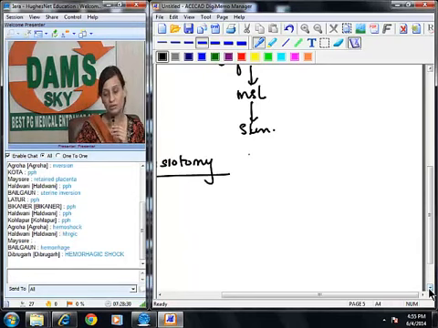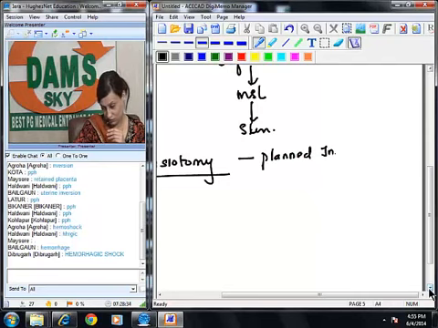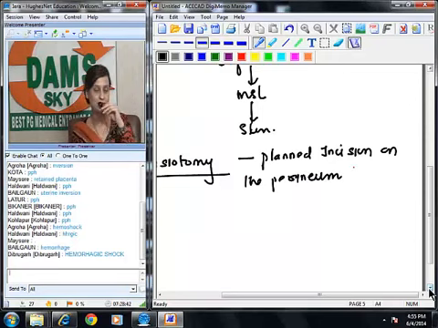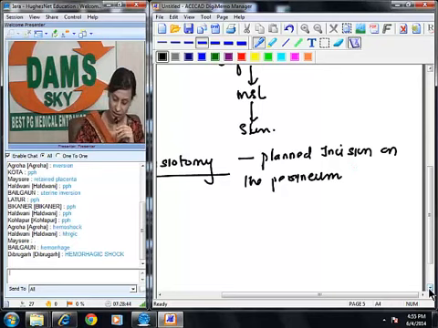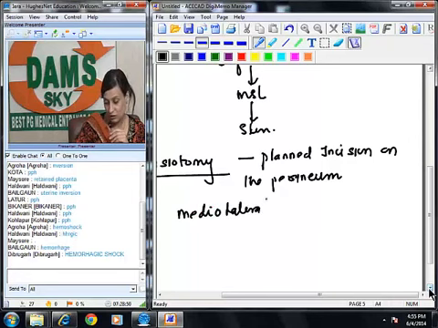Now episiotomy is described as a planned incision on the perineum. There are two types of episiotomies: mediolateral and median.